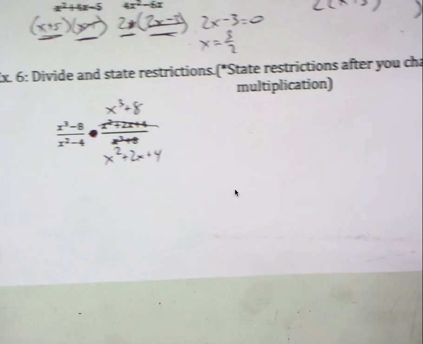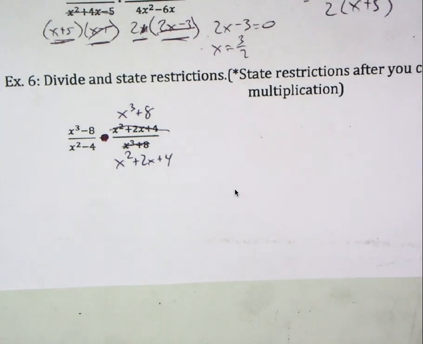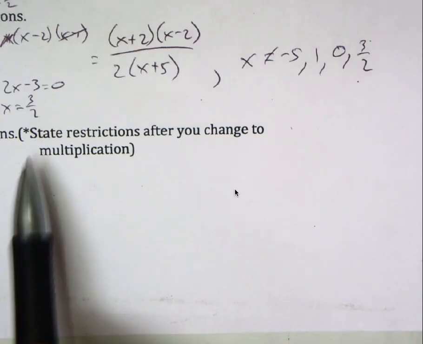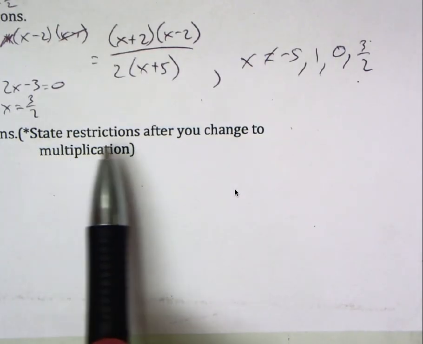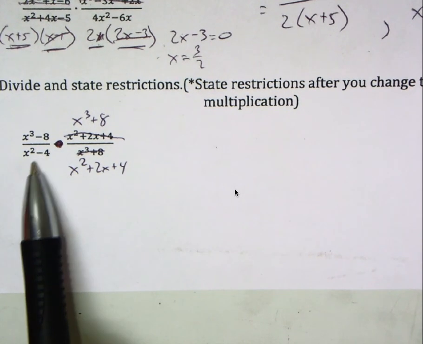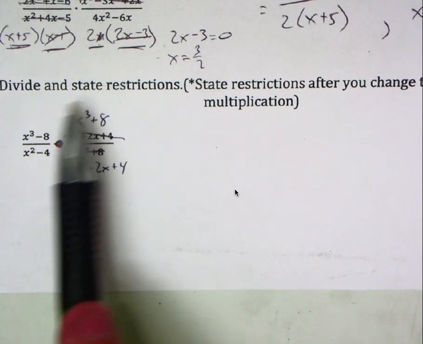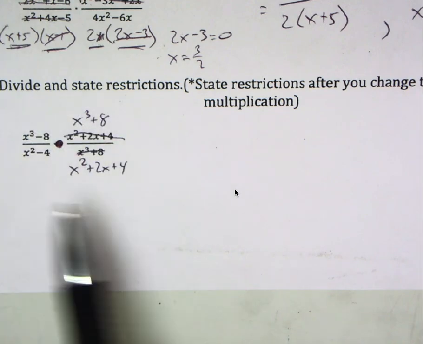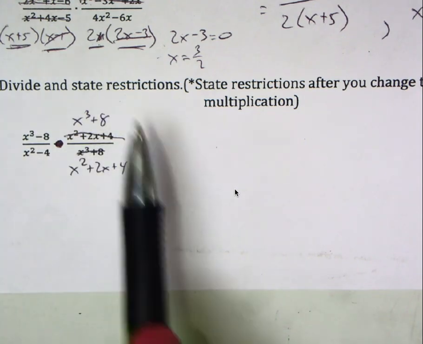So now it's the same as example 5. You change it to multiplying by the reciprocal. Notice a little asterisk here: state restrictions after you change to multiplication. Meaning right here, we're going to be stating our restrictions from this, after we've changed it. So now it's a complete multiplication problem.